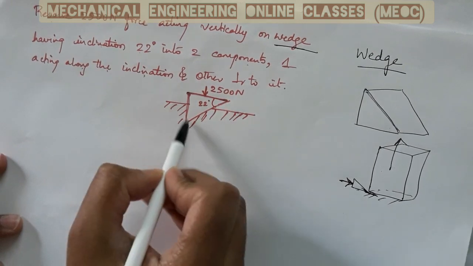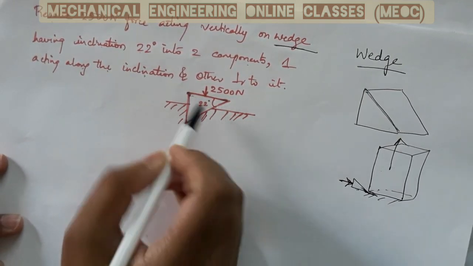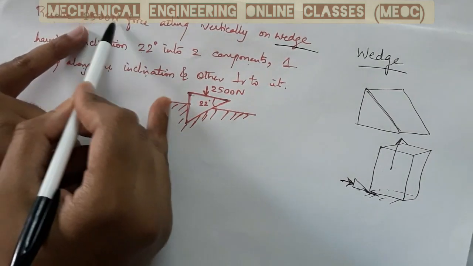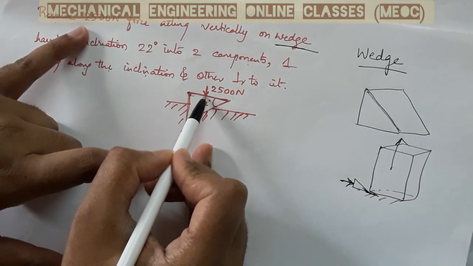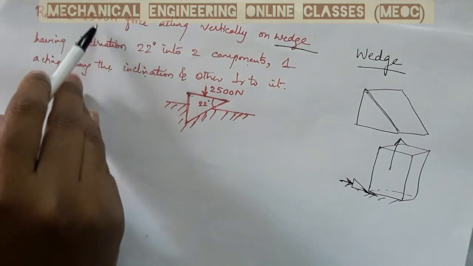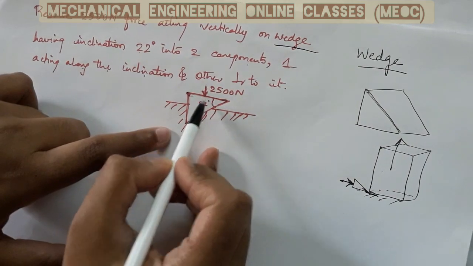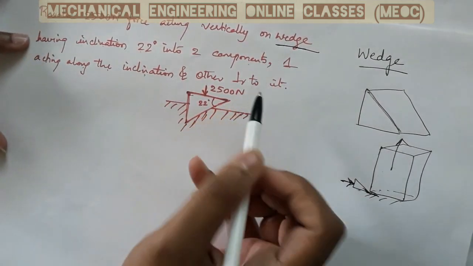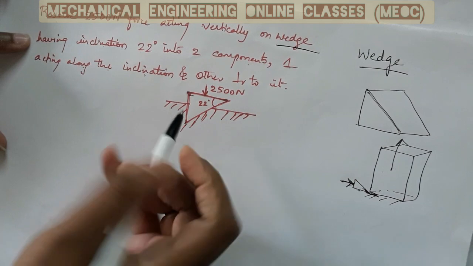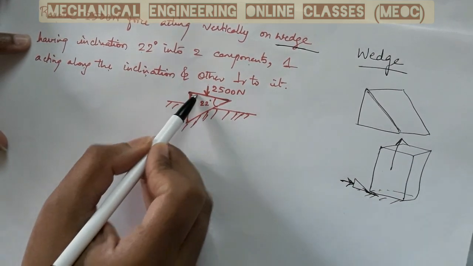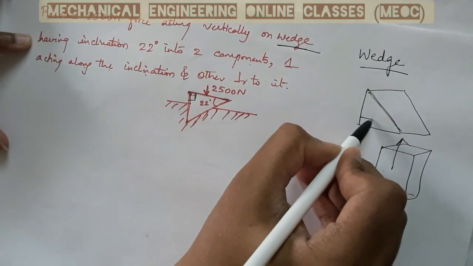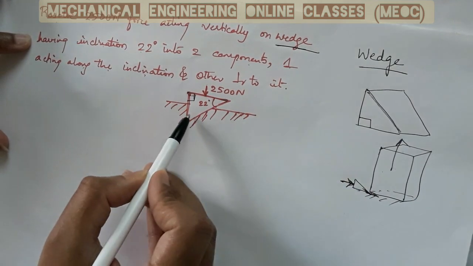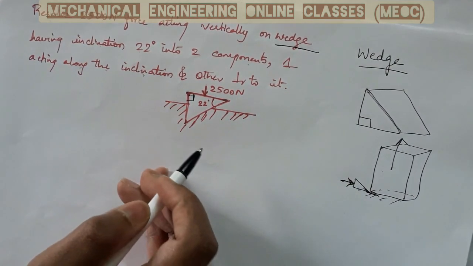Here a wedge is given. This itself is the triangular tool upon which a 2500 Newton force is acting vertically down. Down is not mentioned in the question, but in the figure it is mentioned. And the wedge angle is 22 degrees. Okay, this is 90, so this is 22, so this will be 90 minus 22.